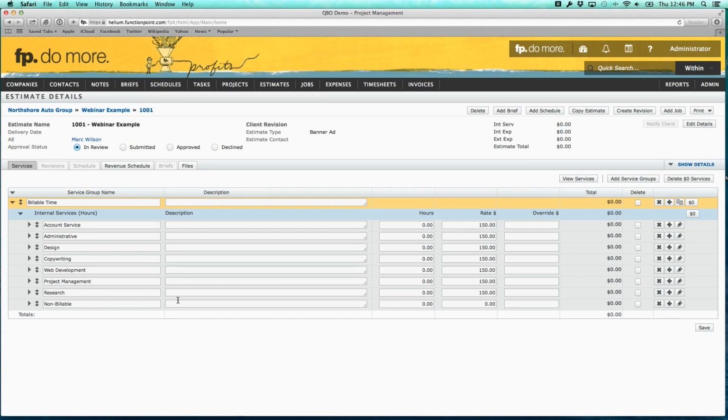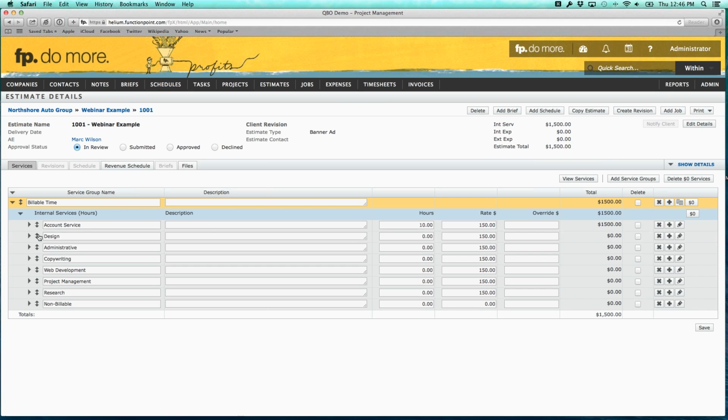There we go, there's non-billable. So here are all of my services, and here are their rates. Now, this is how all the things that we do in the admin section impact things. If I estimate 10 hours here, it's going to multiply by this value and give me a total of $1,500.